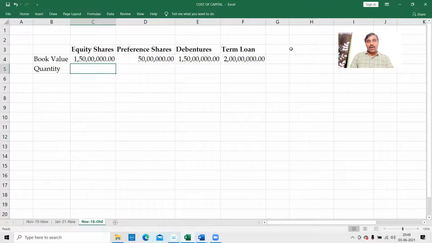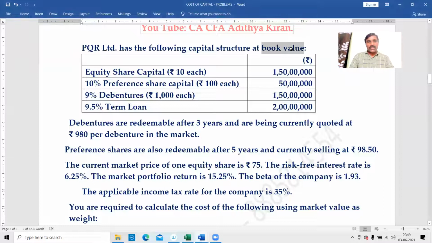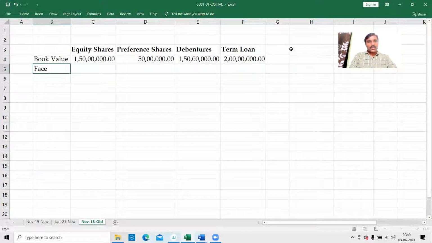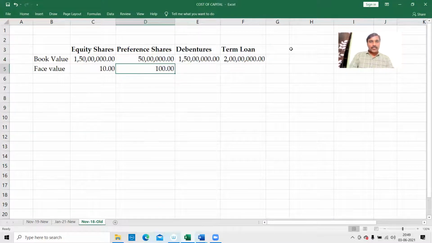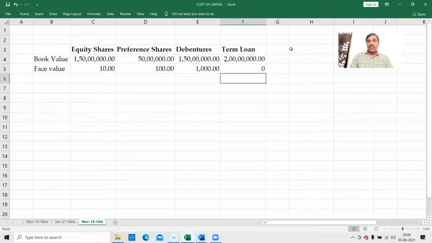Now the quantity we have to take. So for that, what is the face value or par value of each? Equity shares face value is 10 rupees. Preference shares face value is 100 rupees. And debentures face value is 1000 rupees. For term loan, face value will not be there.